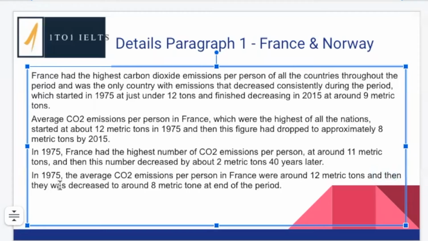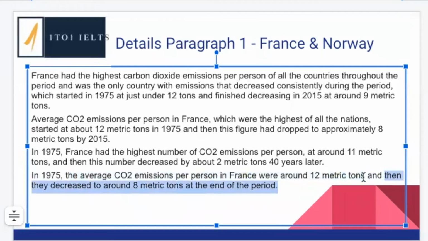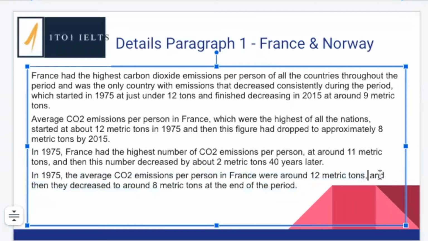was decreased, so this would look like a passive voice, but simply subject, verb, object. So this is an active voice, so we don't need the verb to be here in an active voice sentence. And then they decreased to around 8 metric tons at the end. We're talking about the specific end of the period. So we need the article here. And then we've got an independent clause here. Have an independent clause here. We put a comma for our coordinating conjunction.